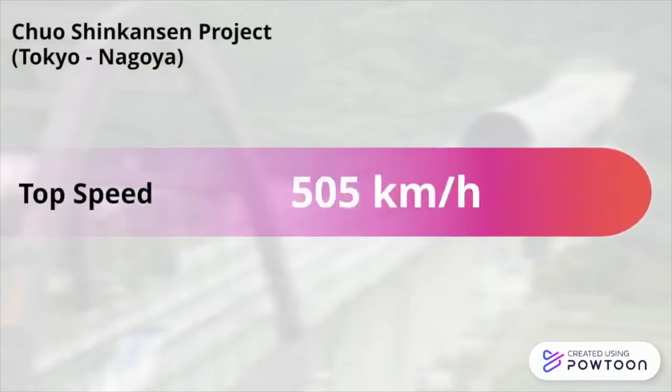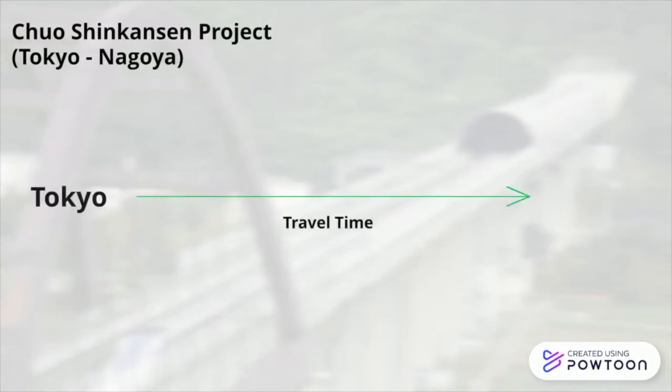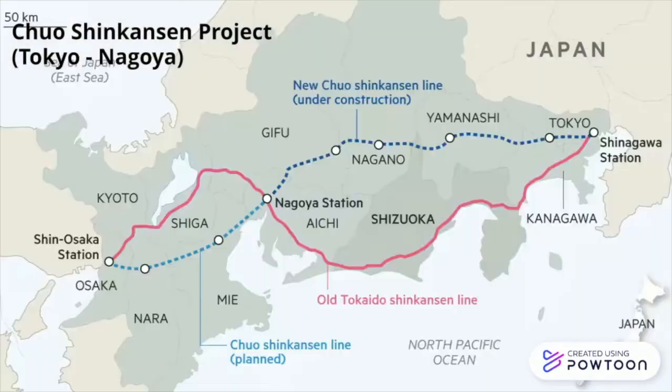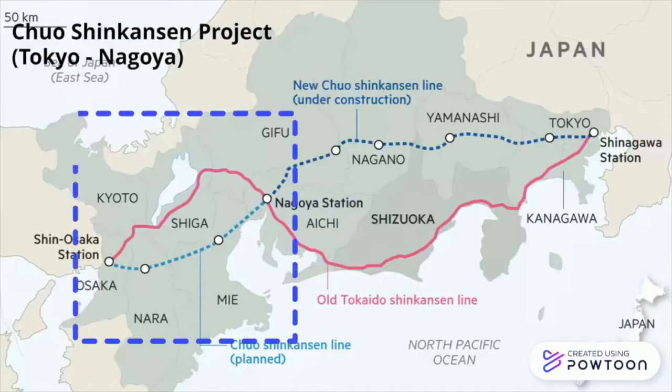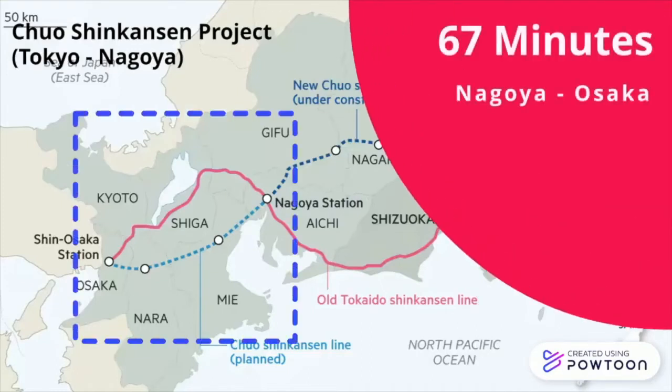This train line is designed to travel at a top speed of 505 km per hour. This project aims to cut the travel time between Tokyo and Nagoya by 40 minutes. The Nagoya-Osaka phase, the following stage, will link the two cities in 67 minutes and is expected to be finished in 2037.